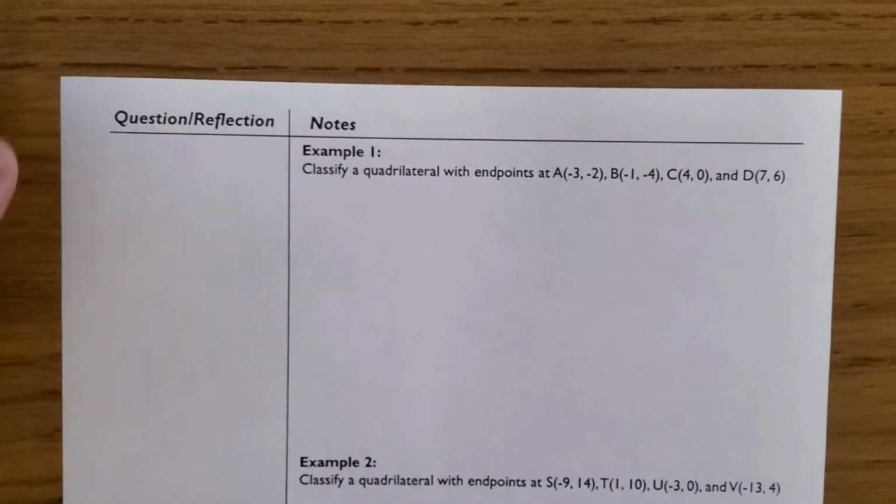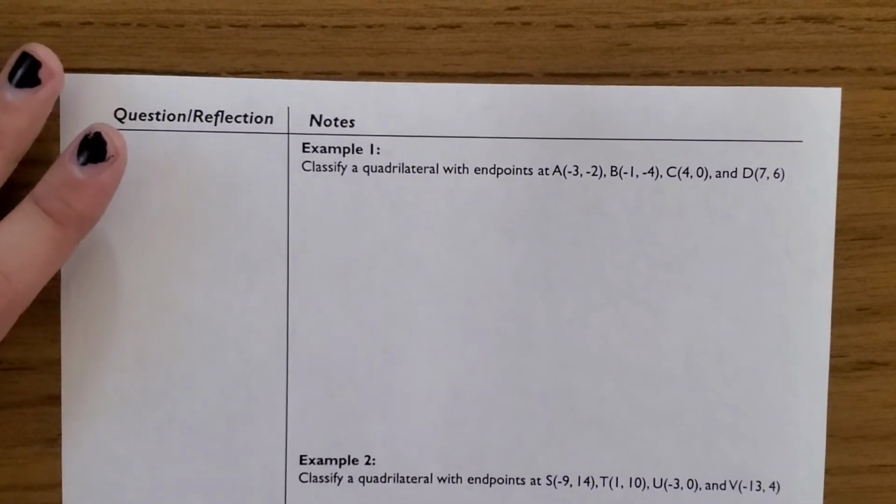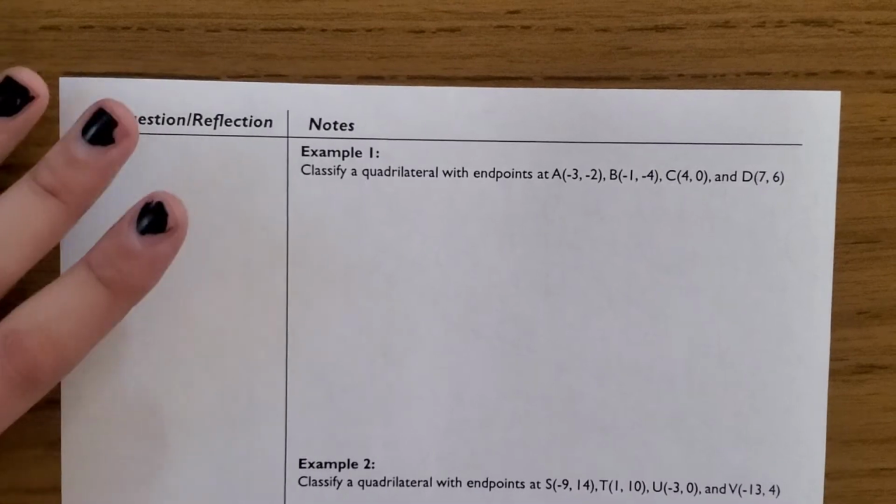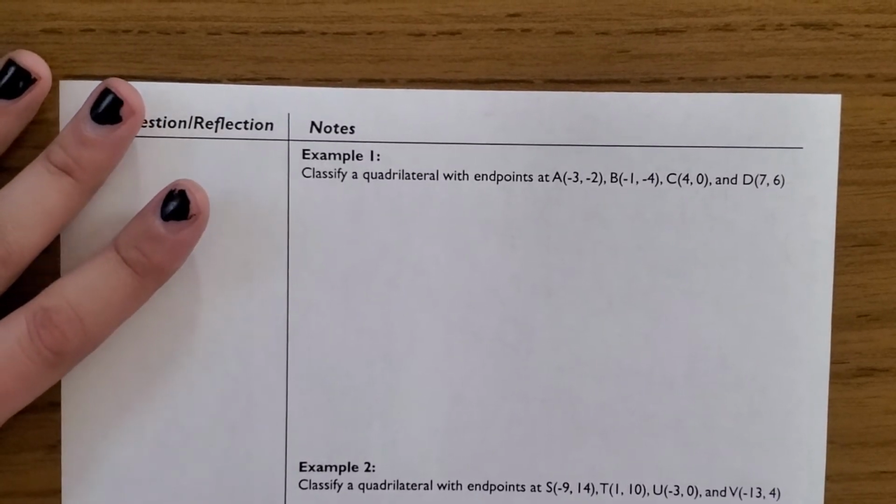So let's take a look at the examples we have. We have these three examples. So my first one. Example 1, classify a quadrilateral with the endpoints A, B, C, and D with the coordinates there. If you wanted to draw this on a coordinate plane, you could, just to kind of see what you're expecting to happen. But that would definitely take a lot more work than we necessarily need to.